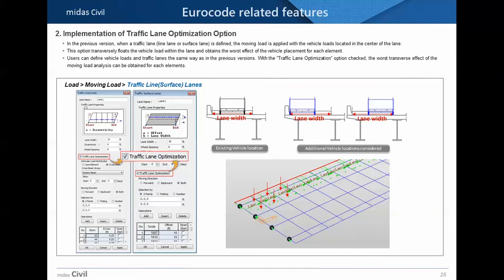The second is the implementation of traffic lane optimization. Now Midas Civil considers the additional vehicle locations like in this picture. Not only the longitudinal optimization, but also the transverse direction optimization can be supported in Midas Civil.